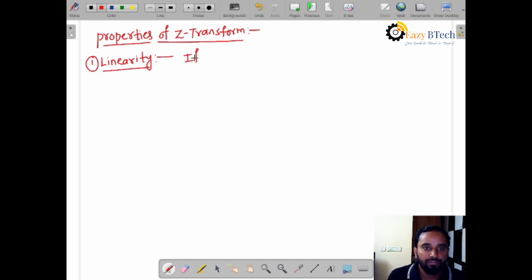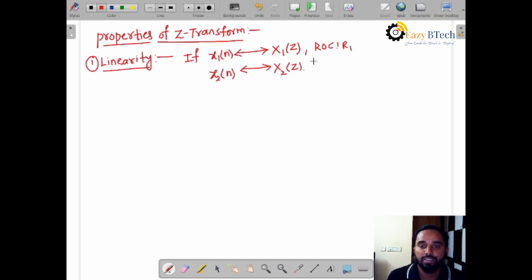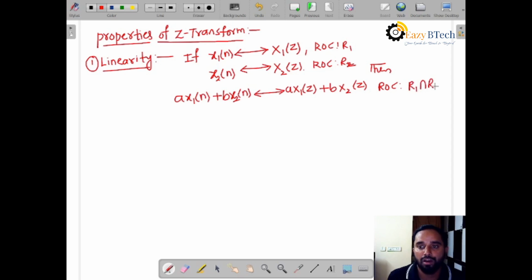The definition is, if x1 of n Z transform is x1 of z, ROC is R1, and x2 of n Z transform is x2 of z, its ROC is R2, then the linear combination of these two signals, A x1 of n plus B x2 of n, has Z transform A x1 of z plus B x2 of z, and ROC is the intersection of R1 and R2, or common ROC of R1 and R2. That is the linearity property.